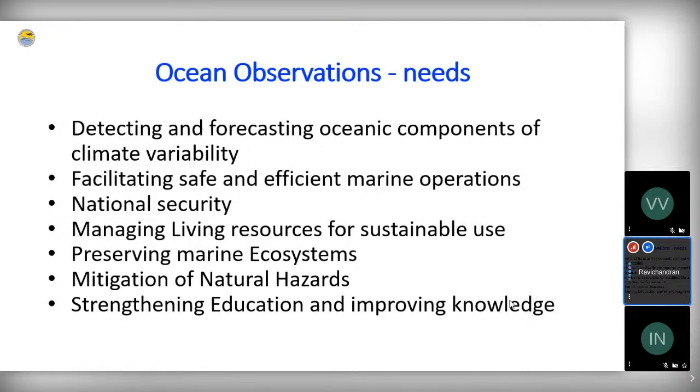And these observational requirements are also useful for the Coast Guard, naval and national security issues. It is also very important for the sustainable use of marine living resources, so that if you have observations, you know how much of the resources we are using and how much we have to keep for sustainable use. We also have to preserve the marine ecosystem. Then we have to mitigate natural hazards, especially oceanographic hazards like cyclones, tsunamis and associated storm surges. And finally, of course, we have to strengthen our education and improve our knowledge in the ocean realm.